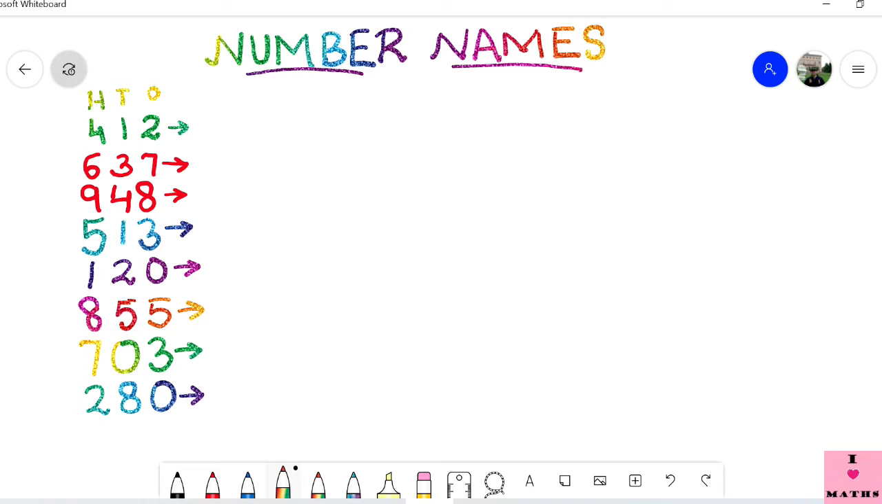Why am I saying revise? Because in class 1 as well as in class 2, you have learnt how to write number names and you have learnt their spellings too. But if we don't practice them, then we forget the spellings. Okay, now let us start with the first number. Before we write the number name, let us read the number.